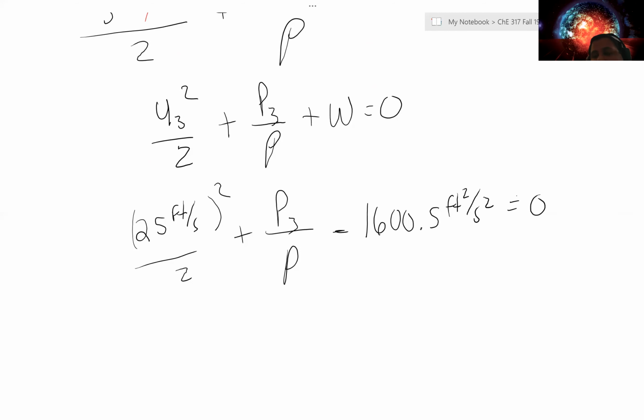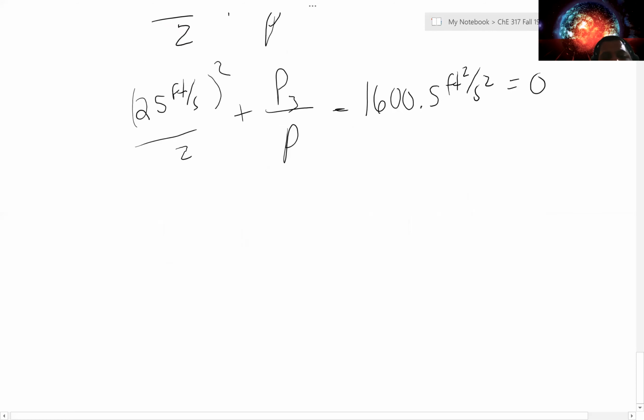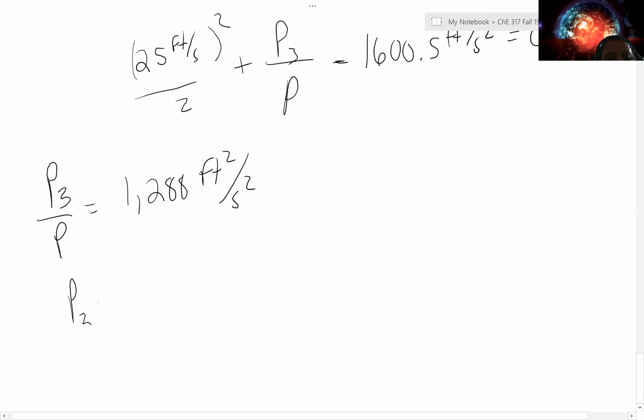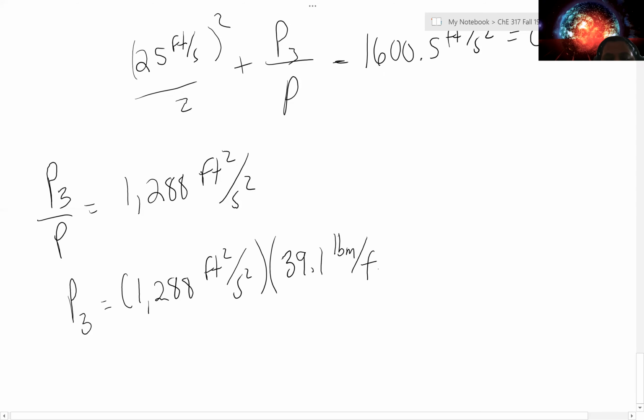So if I start running through this calculation, what I'm left with is P3 over rho is equal to 1,288 feet squared per second squared, which then if I want to calculate the pressure, all I have to do is multiply by the density and do some unit conversions. So I have feet squared per second squared times the density, which was, excuse me, not 49, 39.1 pound mass per cubic foot.